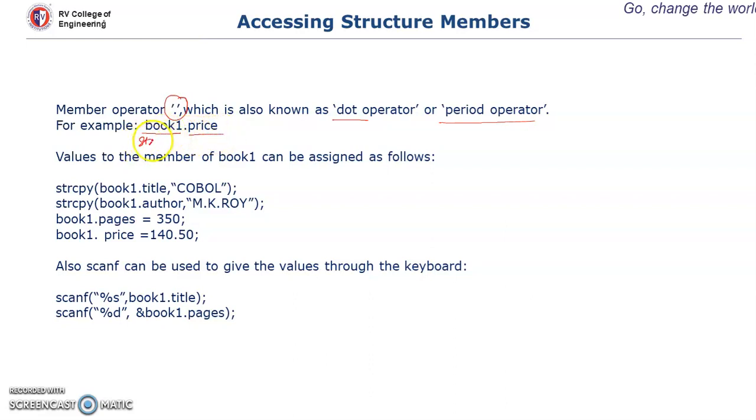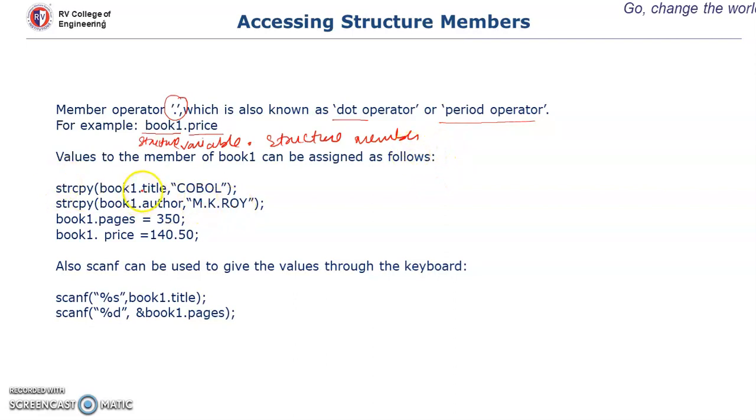So this will be the structure variable and dot structure member. Any member we want to access in our program, we have to write the structure variable dot the name of the member. Okay, so like that we can access the structure member.